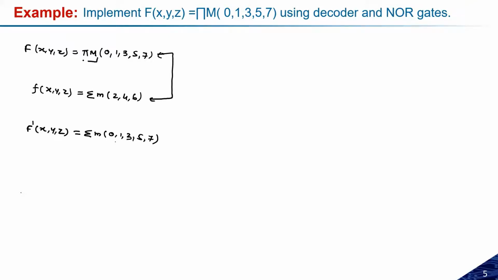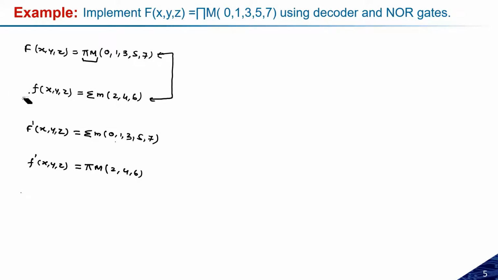So what am I complementing? This one. So we can also write the capital F in the complementary form. Similarly, this function can be written in the complementary form, something like F dash of x, y, z can be written in the opposite sense, like pi of M, that will be 2, 4, and 6. So these are all complementary in nature, and this is possible.